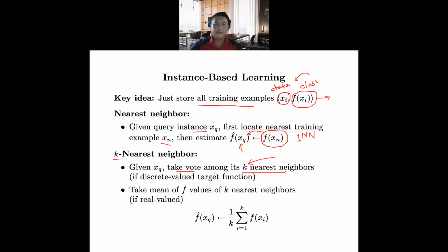This is if you have a discrete value, but if you have the real value, what you have to do is take the mean of the f value of the k nearest neighbors. So this is normally used for regression. This is normally used for classification.